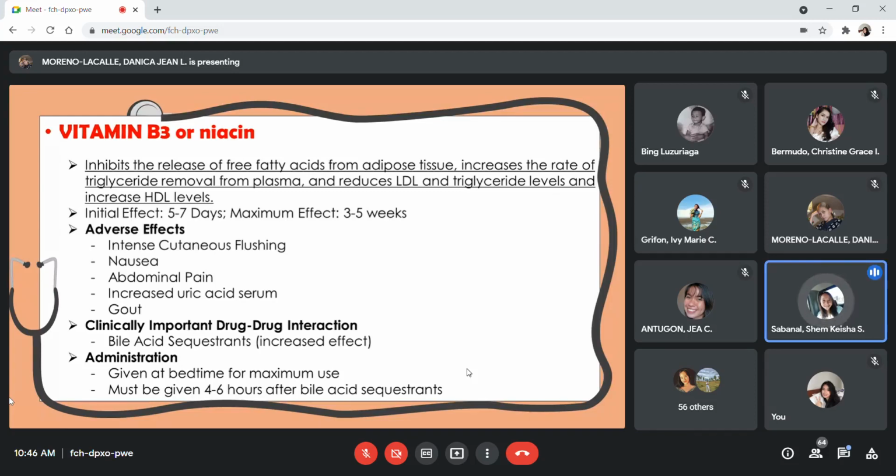Its adverse effects and clinically important drug-drug interactions are also listed. We should take this with caution if we are to take bile acid sequestrants because of the increased effect. For administration, again, it should be given at bedtime for maximum use and must be given 4 to 6 hours after bile acid sequestrants. Also, our vitamin B3 or niacin is the only agent that reduces lipoprotein A. So that is for vitamin B3. Next slide, please.